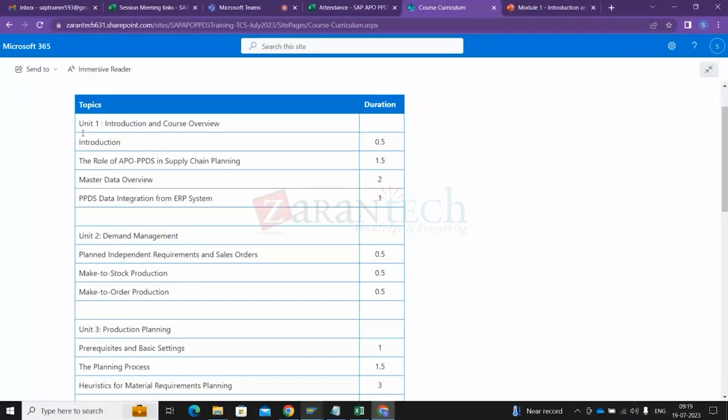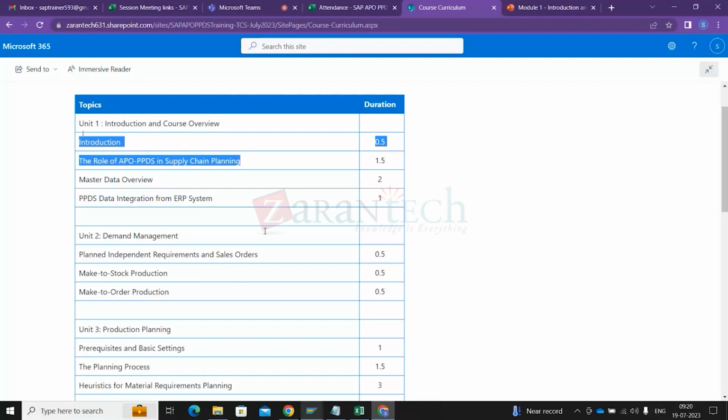First of all, we will spend a substantial amount of time in understanding PPDS. What is PPDS and what is the role of PPDS in supply chain planning? I'm glad that most of you have diverse experience in other supply chain technologies. Some of you have APO, SNP, DP, some of you have IBP. All of you must know what IBP and the other APO modules are. That really helps, because these different modules do not work in silos. They work in conjunction with each other.